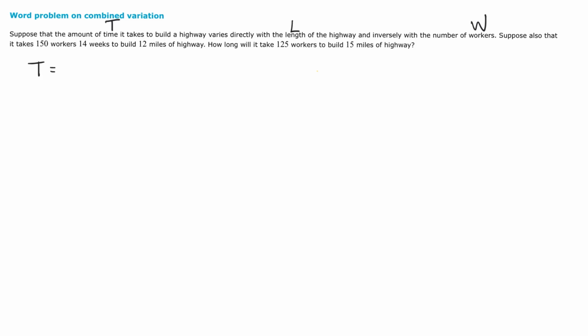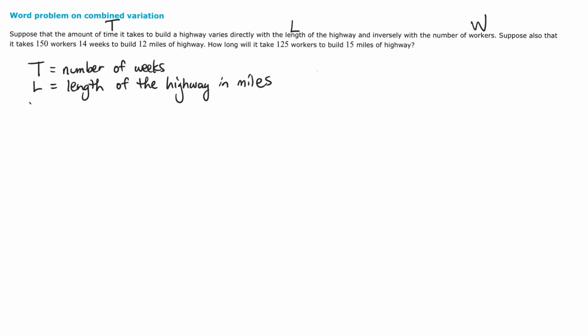So T is going to be the number of weeks. L is what? L is the length of the highway, in miles. And then finally, W is the number of workers. Whenever you translate anything, write its translation. Write it out.